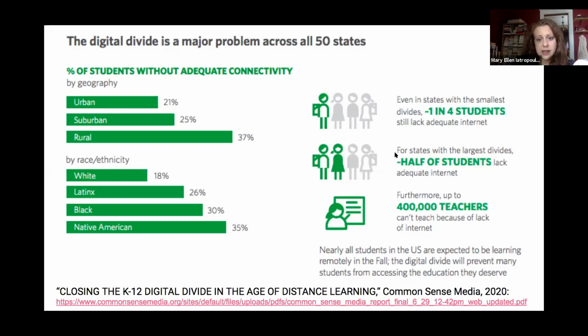Right here, same kind of approach where we got 4 figures, 2 of them are bright and vivid, 2 of them are totally grayed out. That represents the fact that half the students in states with the largest divides lack internet, just don't have access to it or can't get on it regularly.